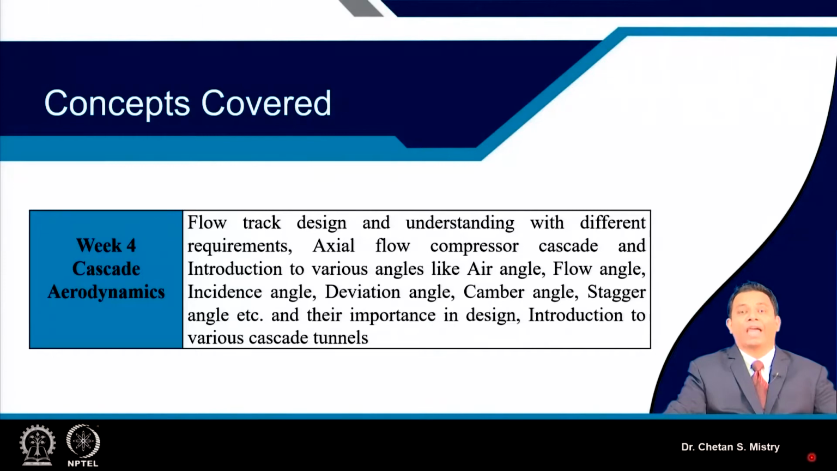We introduced the angles known as incidence angle, deviation angle and metal angle. We introduced camber angle and stagger angle, and we discussed the importance of those angles and how to calculate them for design. Then we started discussing the different kinds of cascade tunnels available globally, and how to use that data for our design purpose. Now let's start with the next module.